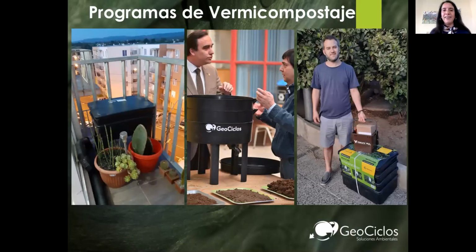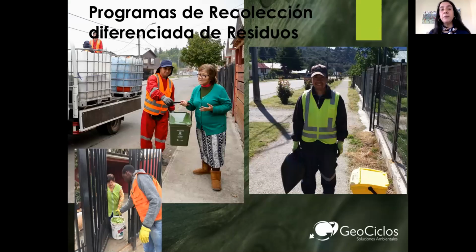We also propose vermicomposting projects, which are more indoor systems. You can use them in very small spaces like balconies, for instance, and within the households too, one could recycle organic matter through these systems. They allow you to recycle the waste using worms.